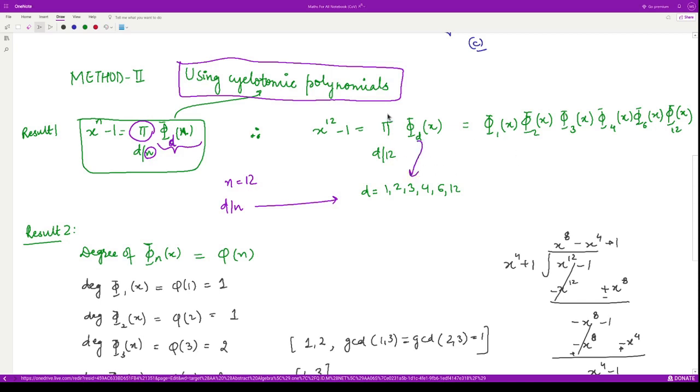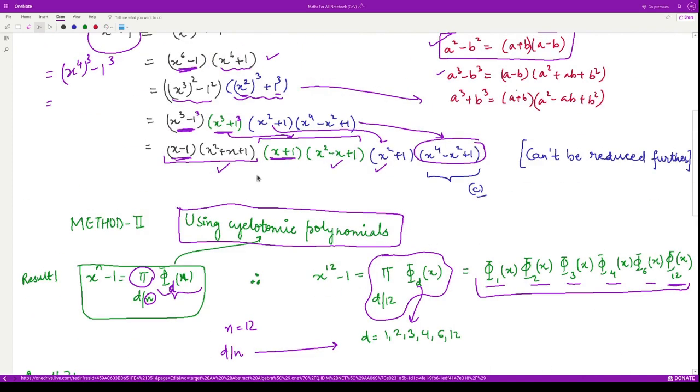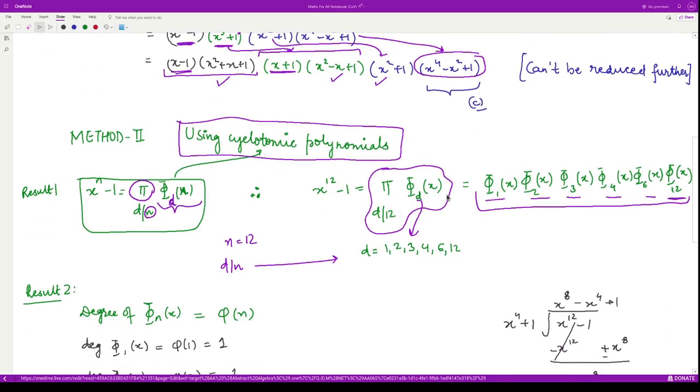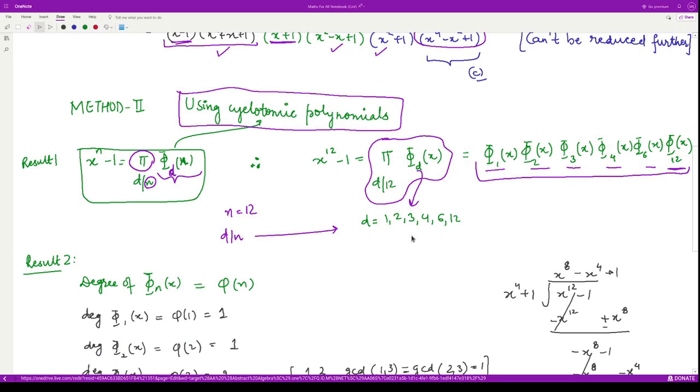So therefore this whole factor gives you the product of these cyclotomic polynomials. Now that means we get 1, 2, 3, 4, 5 and 6 factors for this polynomial, like in this case. So now we need to check what is the degree of each of these cyclotomic polynomials.